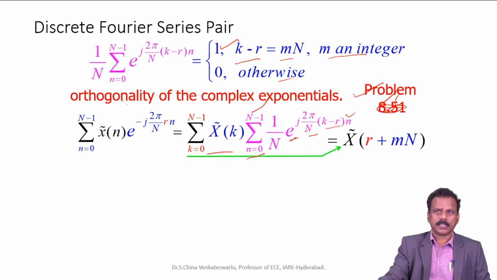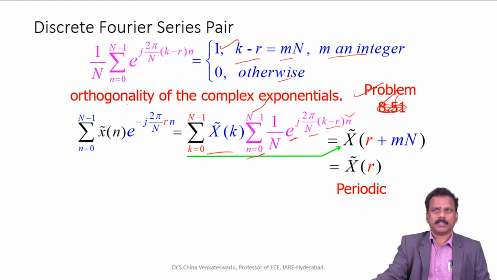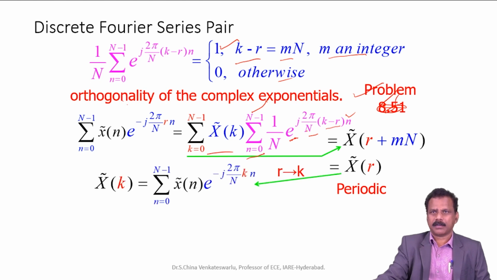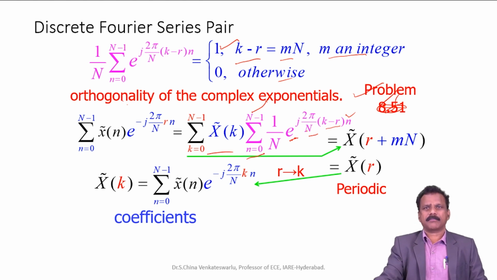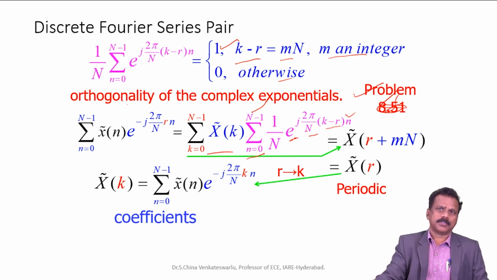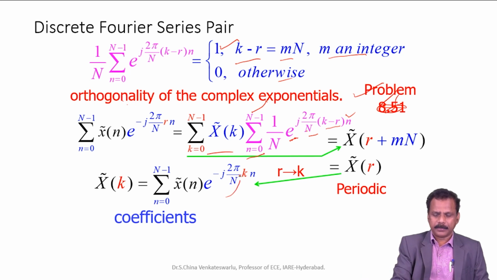Okay, so it is also equal to x of r plus mn after simplifying this, where we can consider this as the periodic x of r. It is also coming to here, r tends to k, where x of k is equal to the summation n equal to 0 to N minus 1 of x approximation of n into e power j 2 pi by N into kn.